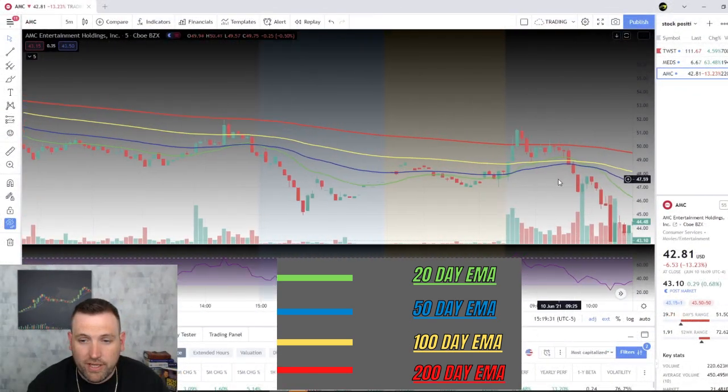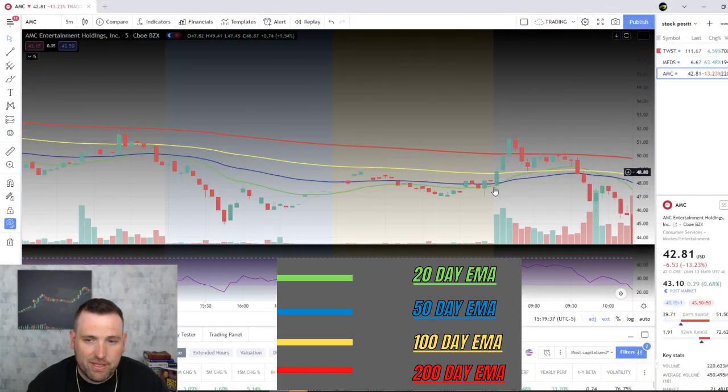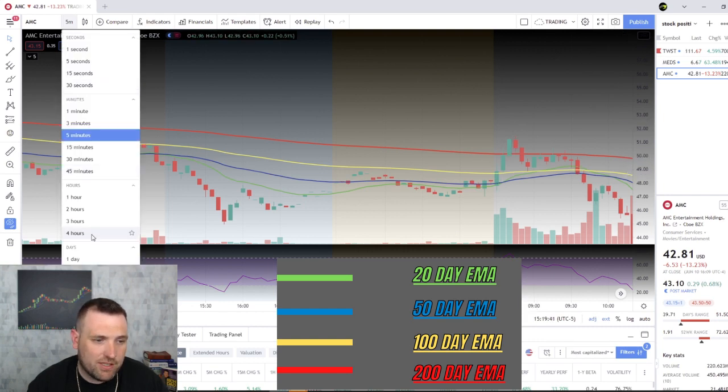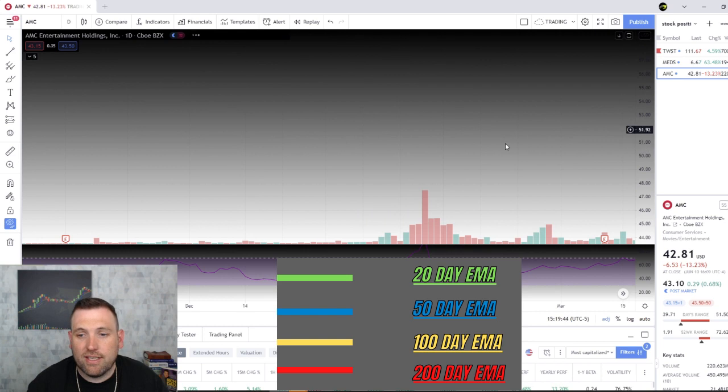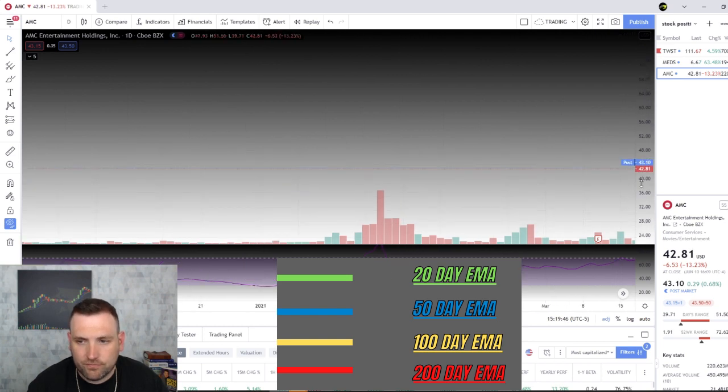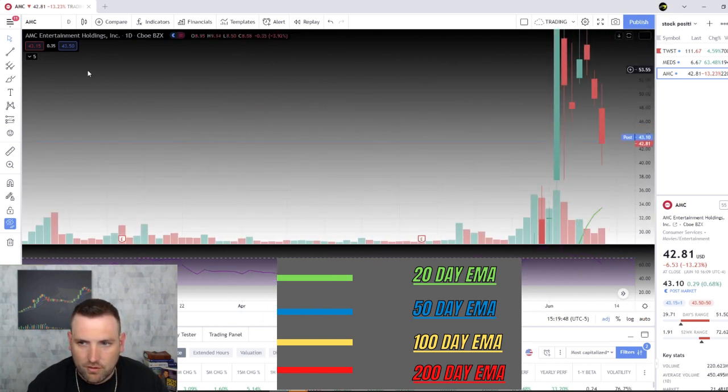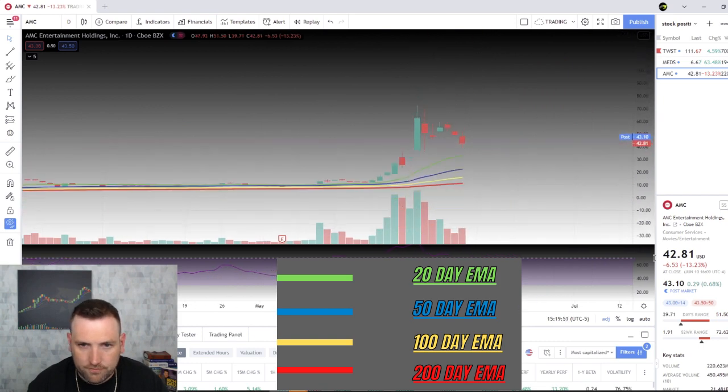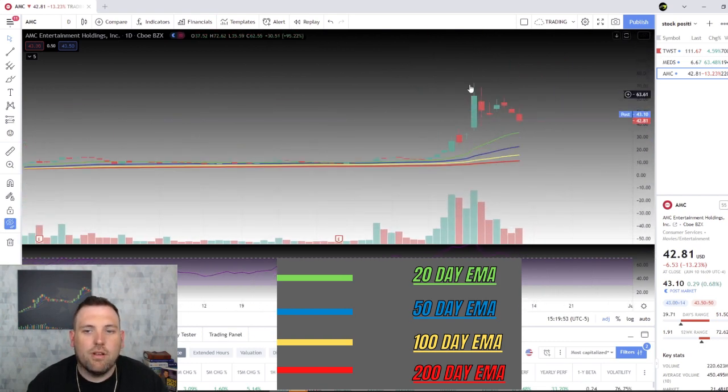If I was looking for a play this morning, looking at it on the 5-minute, I would not have wanted to take this trade for day trading. But going back and looking at AMC on the daily chart, I also would not want to take this as a day trade because it's not even close to the 20 yet. I would not want to take this as a swing or a day trade or a long-term hold because it's not close back to that 20 yet. It's pulled down but still not quite there.